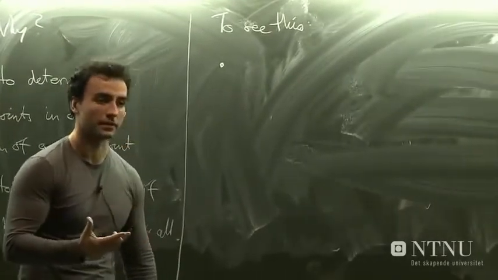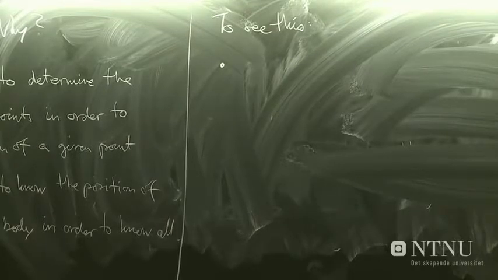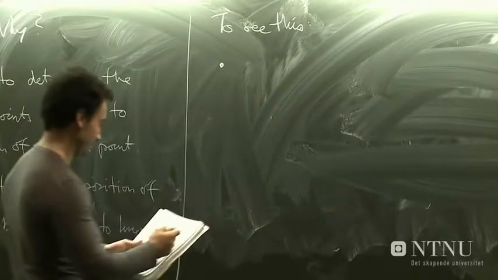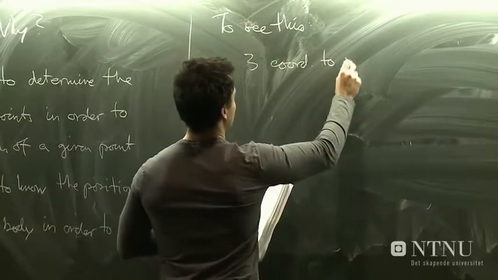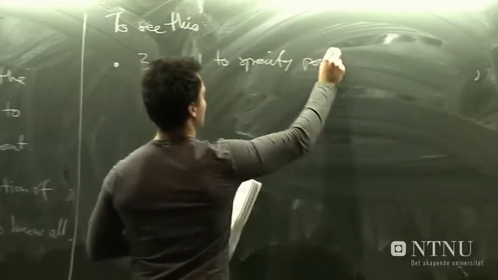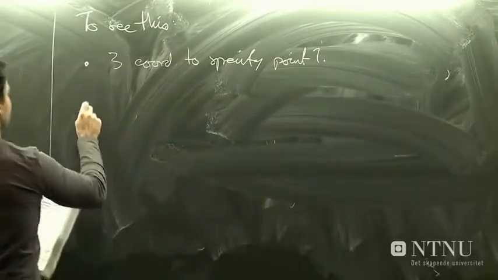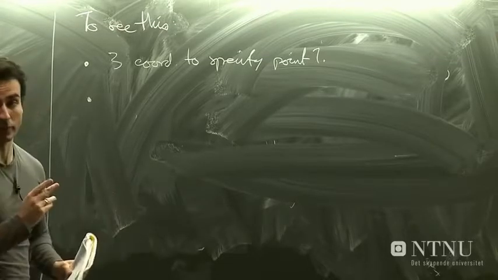How many coordinates do we need to specify the location of the first point? In general? 3. Okay. Now we need to specify 2 more points. So let's consider the second point. And now we only need 2 coordinates.